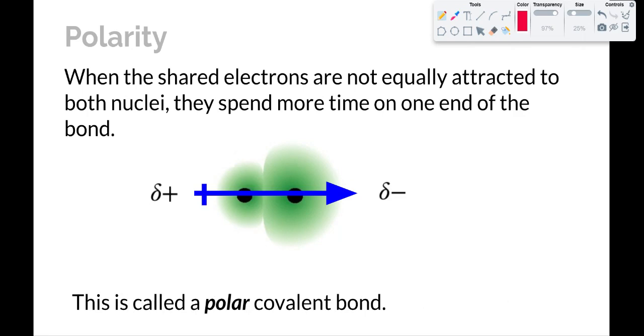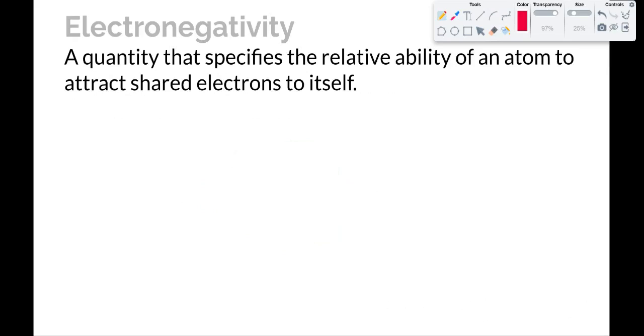Now, they're covalent bonds because they're sharing valence electrons. But polar means they're not sharing them equally. One of the nuclei is more attractive for electrons, and so it hogs the electrons on that end. There's this quantity characteristic of atoms called electronegativity, and it specifies the relative ability that the nucleus has to attract the shared electrons that are in that bond.